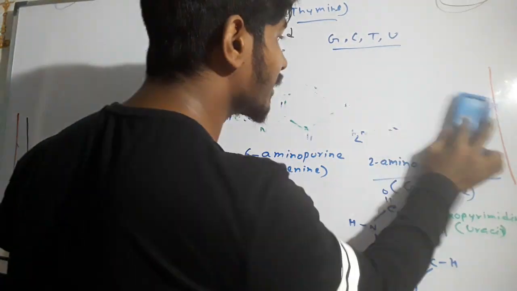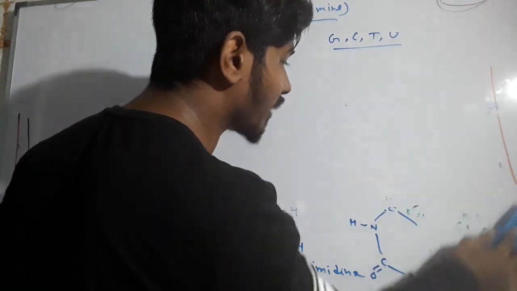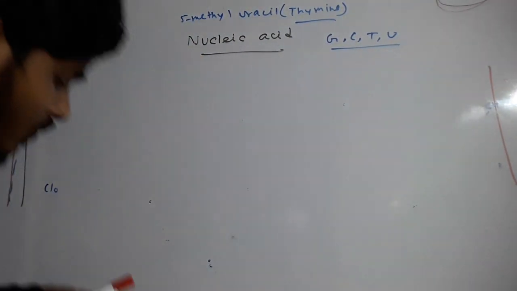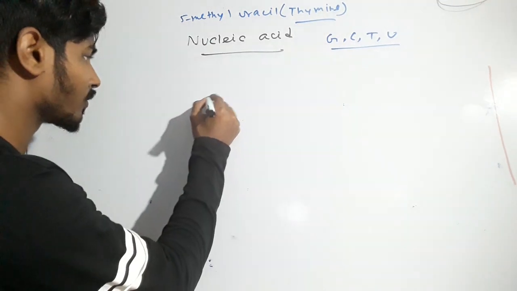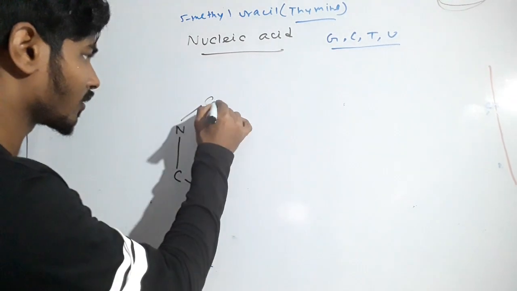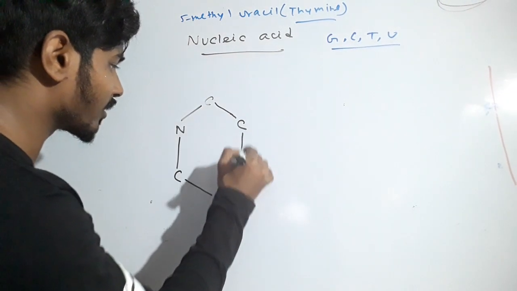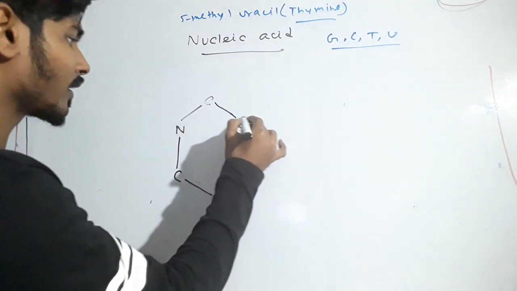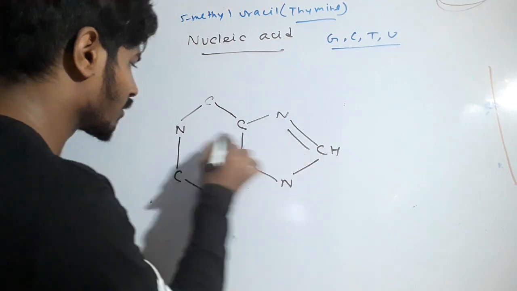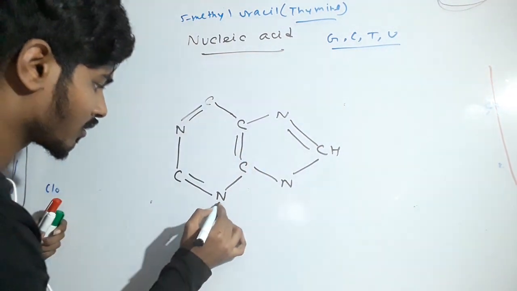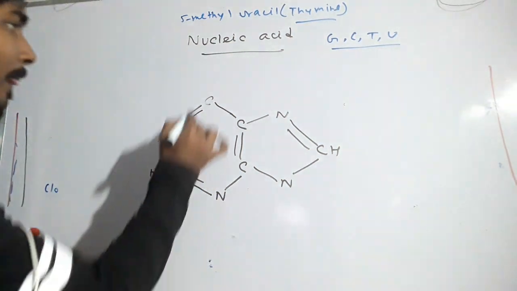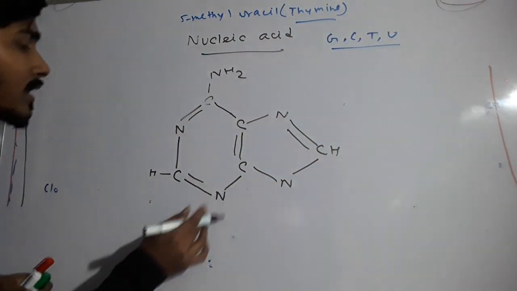I will draw a bigger structure of adenine, and from that I will be drawing all the structures. So this is the structure of adenine. You know this is a heterocyclic ring structure. Okay, nitrogen, carbon. So this is the structure. This is the hydrogen.